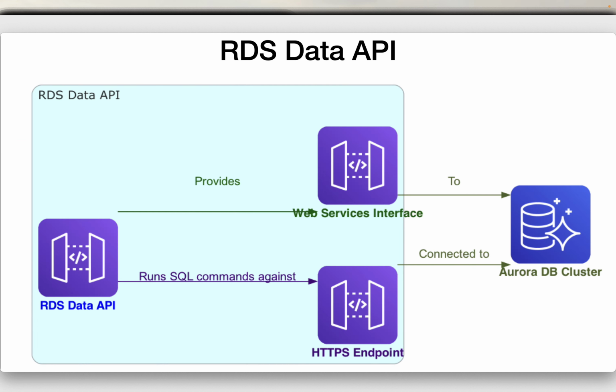RDS Data API. RDS Data API provides a web services interface to an Amazon Aurora DB cluster. Instead of managing database connections from the client applications, you can run SQL commands against an HTTPS endpoint.